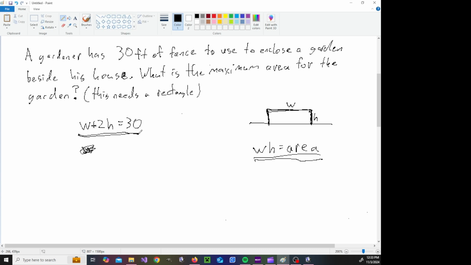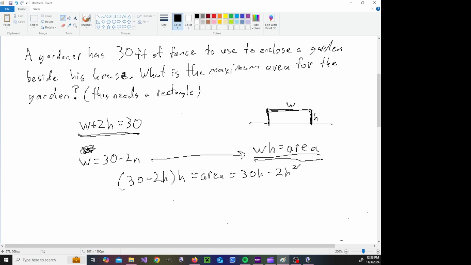And I say yes. Looking at my W plus 2h equals 30, if I solve this for W, to say W is equal to 30 minus 2h, then I can substitute that into my area formula and replace W with 30 minus 2h. So now the area is 30 minus 2h times h. And now this is in terms of a single variable, and in fact I can distribute the h to both parts to get 30h minus 2h squared.